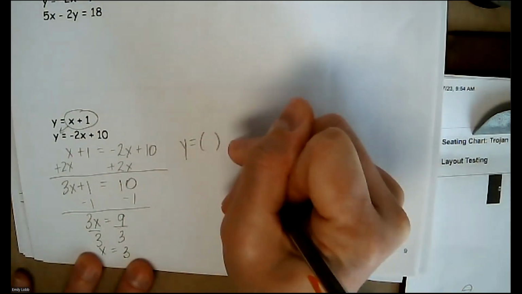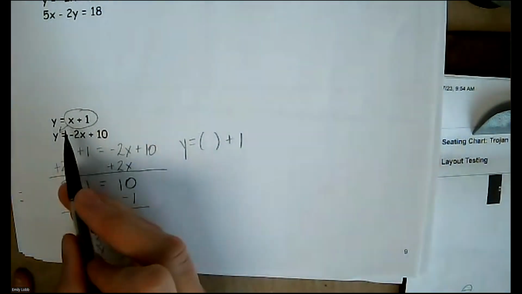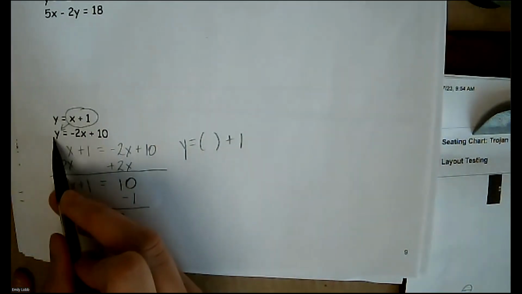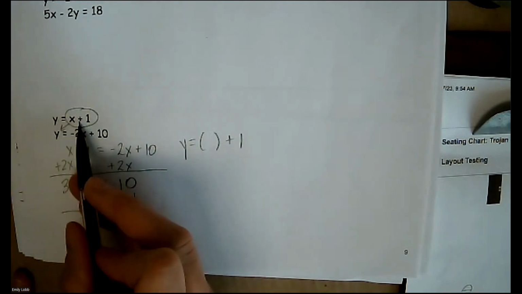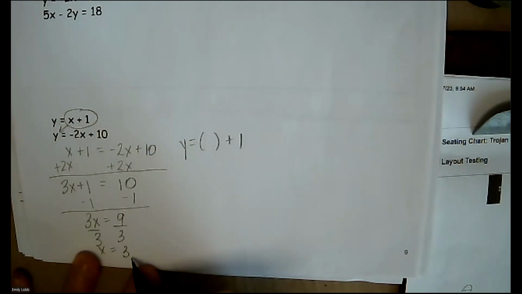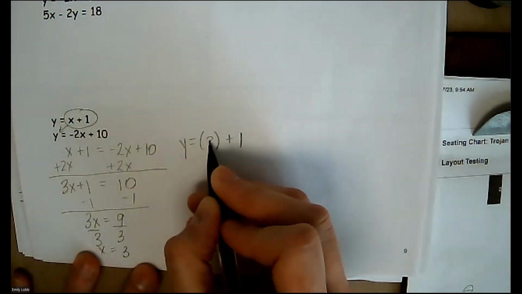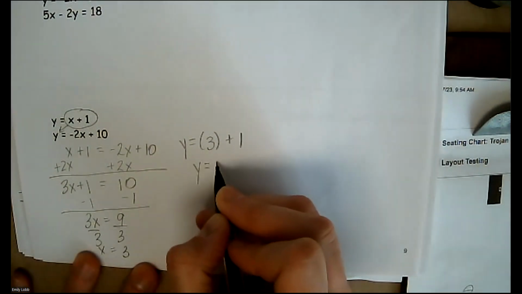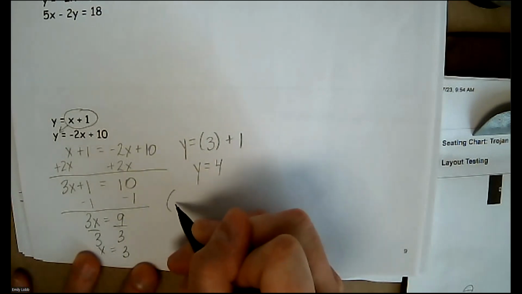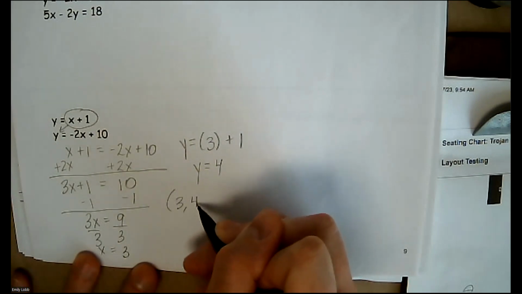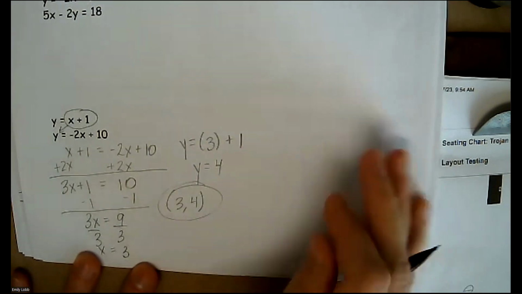Y is equal to... See, I'm just choosing one of these equations. You can choose either one. Obviously, this one looks a lot easier to evaluate. So I'm putting in what x equals in here. So y is equal to 4. And then you just need to put it into your pixel art in ordered pair form.